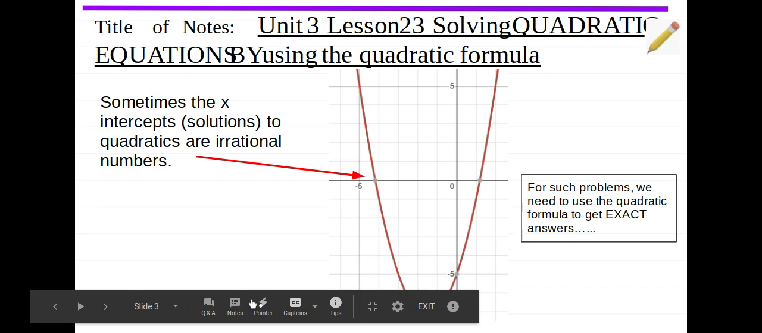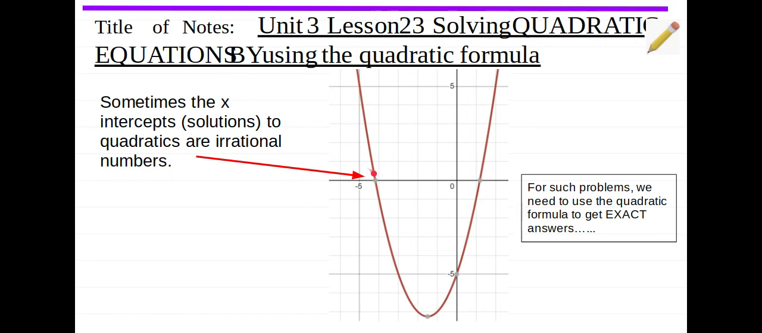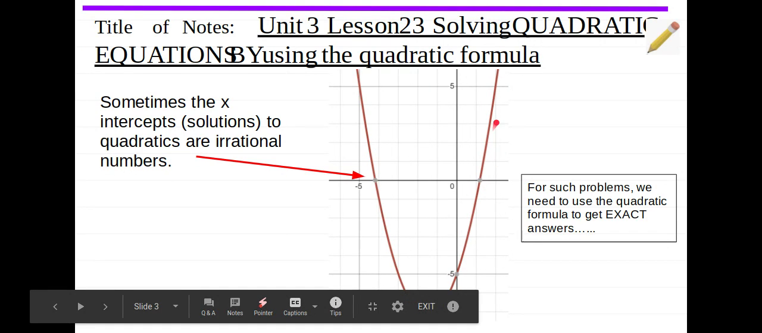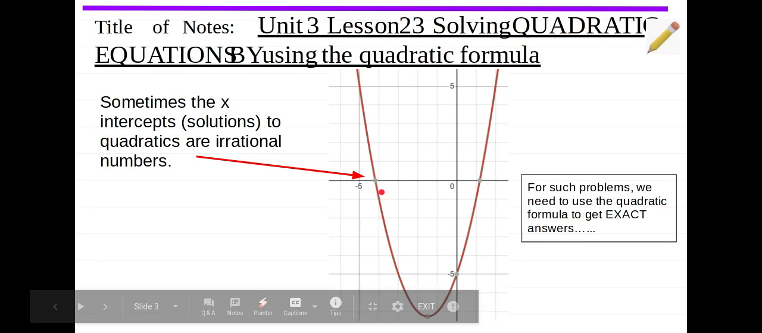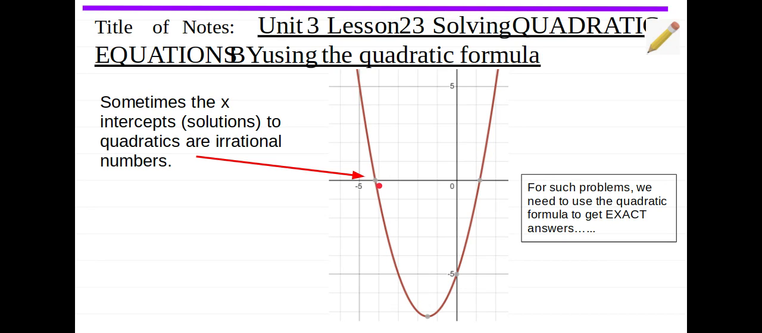And if we look here at this picture, here we have a picture of a quadratic equation. We have the U-shaped parabola. And if we look closely, the x-intercepts are like fractions, they're decimals, they're irrational numbers, they're crazy decimals. And so it's hard for us to say what the x-intercept is.